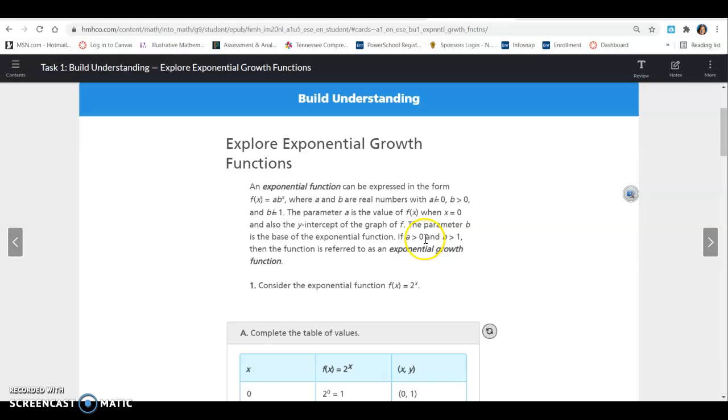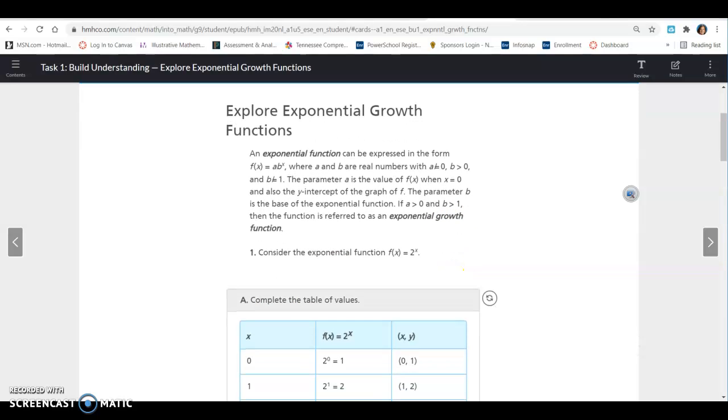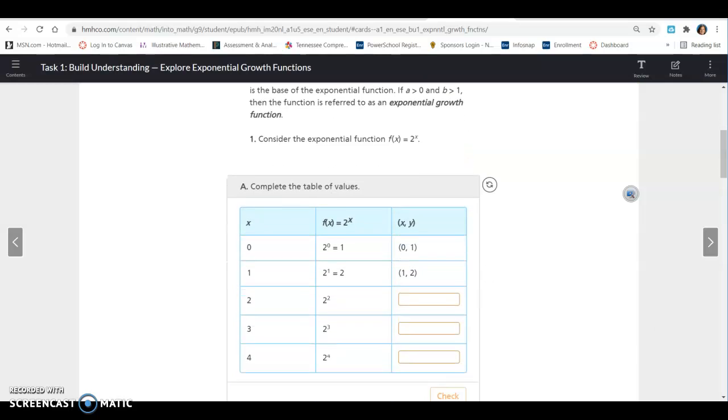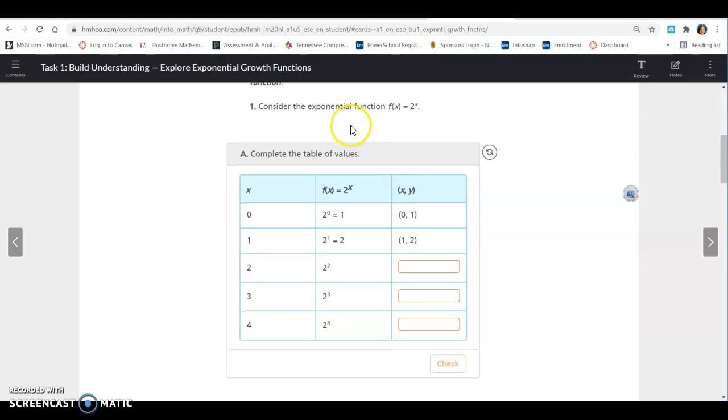If a is greater than 0 and b is greater than 1, then the function is referred to as exponential growth. All right. These are definitions that you definitely need to know, so make sure that you have those in your notes. Also, there's lots of little fine print here, but hopefully it will make sense when we look at actual problems.